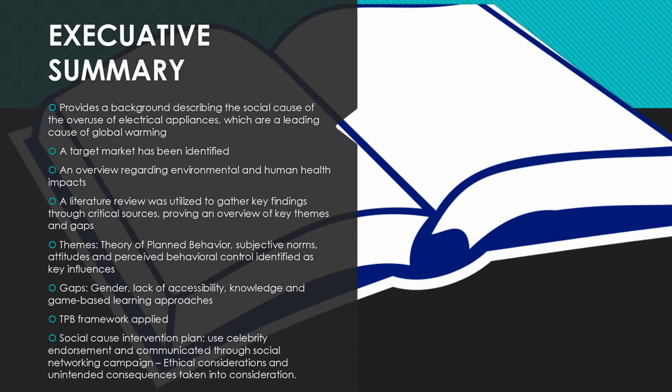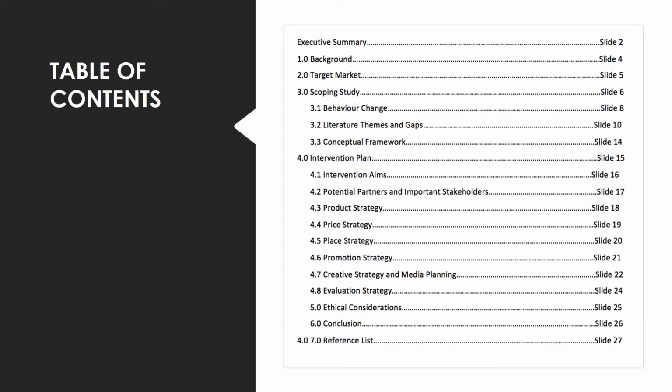Lastly, the social cause intervention plan was developed to deliver the message through celebrity endorsement, utilising Jonathan Thurston, a relevant figure who is passionate about the cause. The intervention plan is further communicated through a social networking campaign with potential partner Facebook. Both ethical considerations and unintended consequences were considered with methods to address these issues supplied. This slide shows the table of contents which displays what each slide will discuss throughout the presentation.